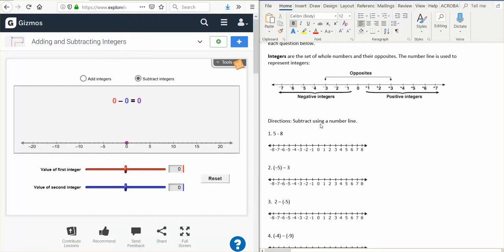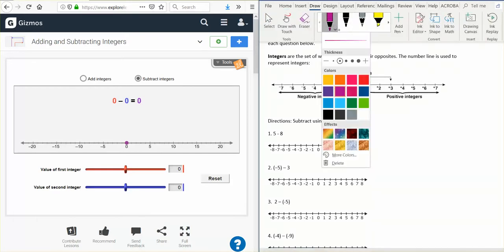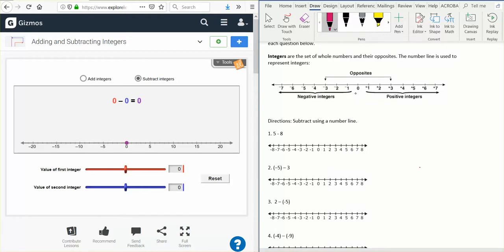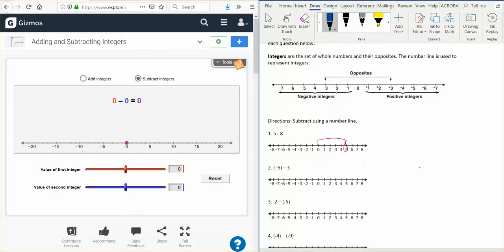If we are going to subtract using a number line, you start at 0, then go to the first number that's listed, and then go to the second number that's listed. Our first number is 5, so I start at 0 and go to the right until I hit 5. There's 5 right there. And then I have to subtract 8. Subtracting 8 tells us to go to the left. So I start at 5 where my first number was, and I have to go 8 units to the left.